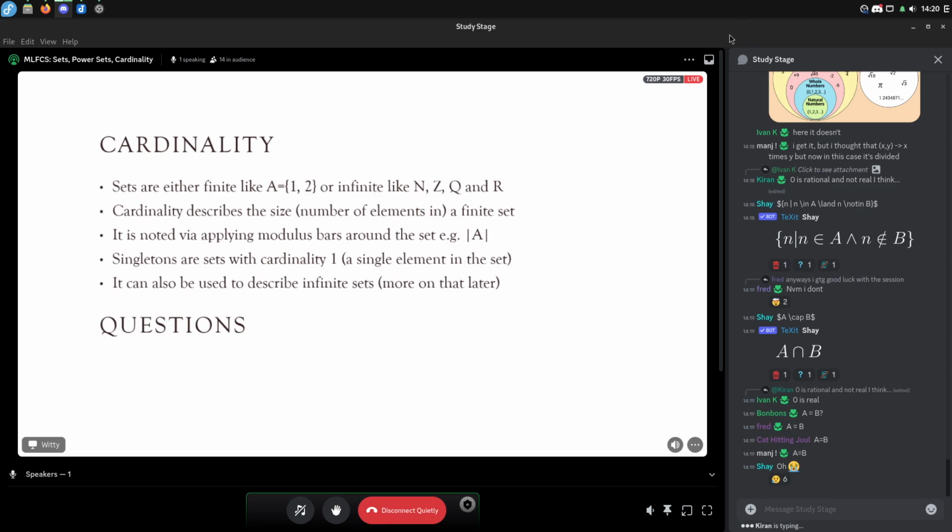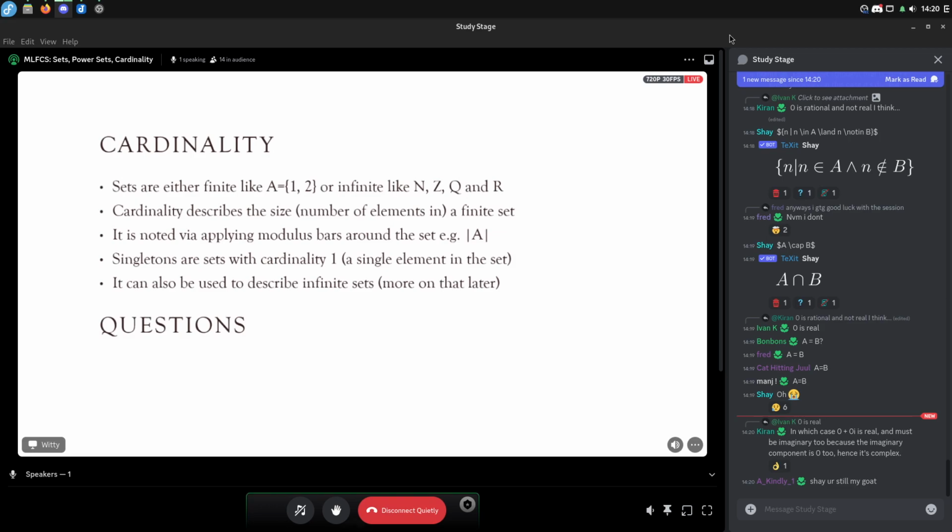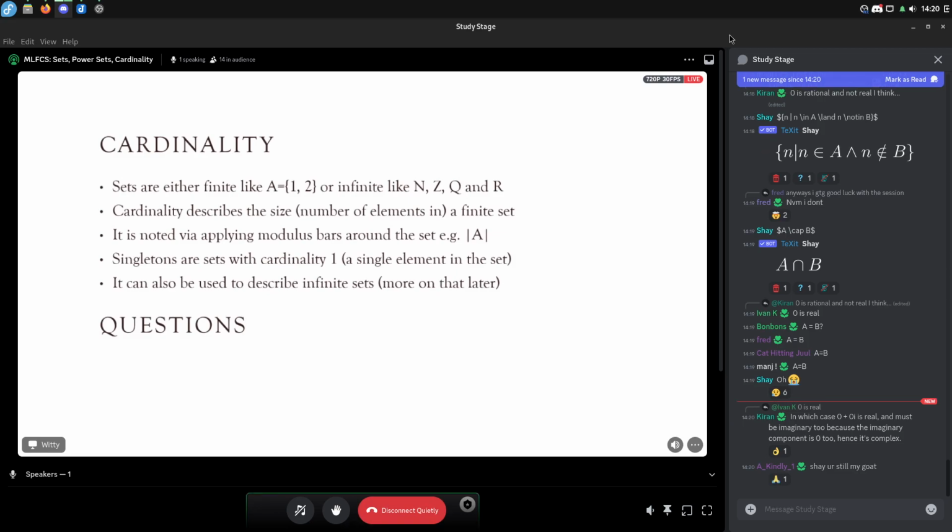Cardinality is just the word that describes the size or the number of elements in a finite set. When we're talking about finite sets, we can use them, as said at the bottom, for infinite sets, but we're going to look at that later. So in the context of finite sets, they literally just describe the number of elements inside the finite set. It's basically like writing dot length if you were to use a list. And to show the cardinality of a set, you put modulus bars around the set you are trying to output the cardinality for. And just a side note, singletons are defined as any set with a cardinality of 1. So one element being inside the set means it's called a singleton.